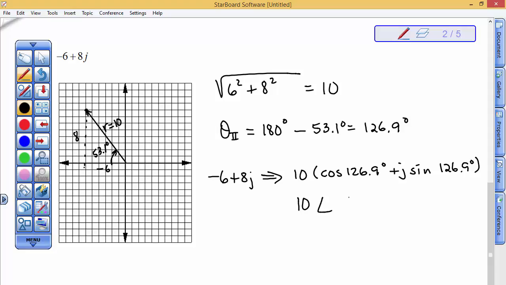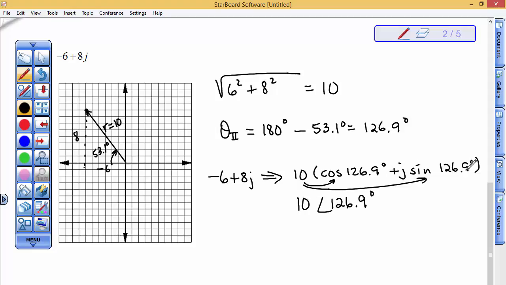That's how we represent a vector sometimes. That's the magnitude, that's its angle. But please, you have to understand that if I was to distribute this 10 times the cosine of the 126.9, I'd get a -6. And 10 times the sine of the 126.9, I'd get a +8. So this does mean this. This is just shorthand for that. Let's turn the page and do a few more.